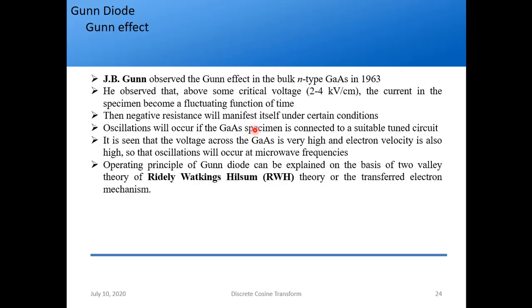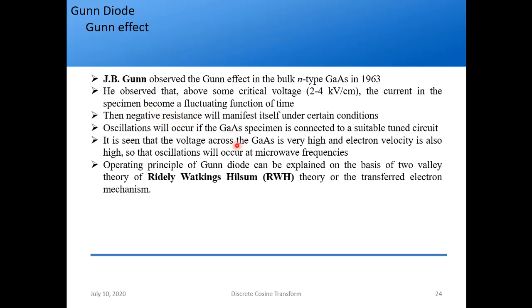So then we saw the Gunn effect. So what happens in the Gunn effect? Mr. Gunn observed that above some critical voltage, the current in the specimen becomes a fluctuating function of time. So it means we see an AC signal of sorts, even though we have applied a DC signal. Because of this, negative resistance manifests itself under certain conditions. And we saw a while ago that if negative resistance manifests itself, we can have some oscillations, right?